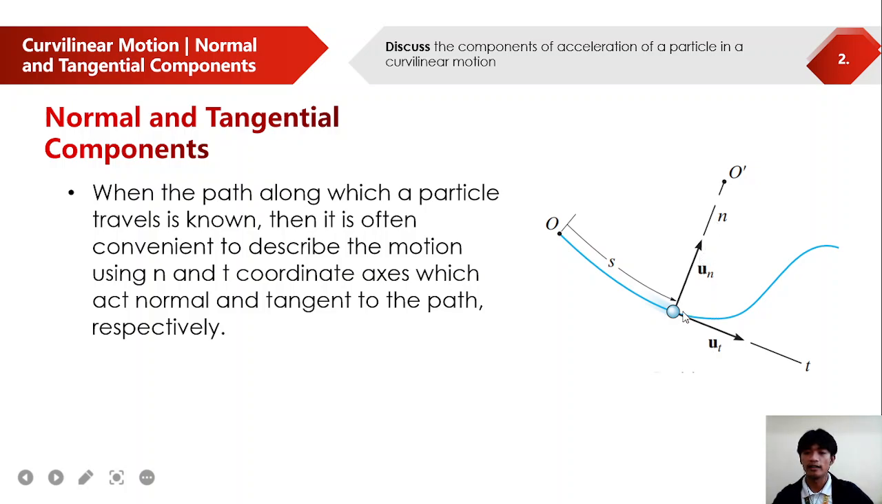And this is your n and t coordinate. And then our origin is at the particle directly. Okay? So you have your origin prime, which we're going to discuss later in this topic.